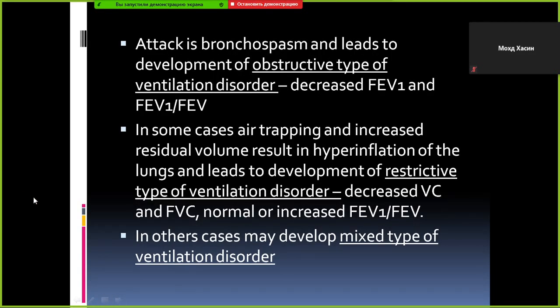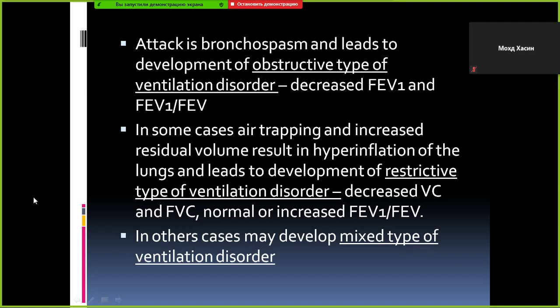So an attack is bronchospasm and leads to the development of an obstructive type of ventilation disorder. This disorder is characterized by decreased forced expiratory volume in the first second and a decreased ratio of forced expiratory volume in the first second to forced vital capacity. Normally, these parameters must be more than 80% of predicted. It means that bronchoobstructive syndrome is characterized by a decrease of these parameters to less than 80% of predicted.